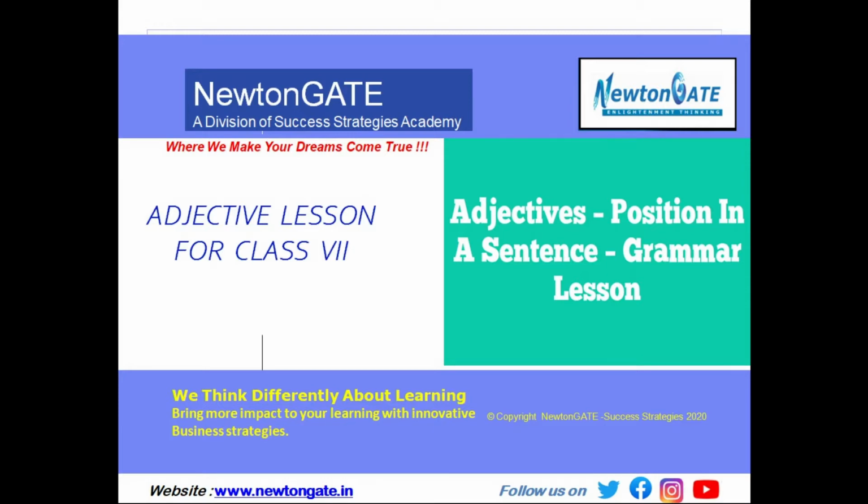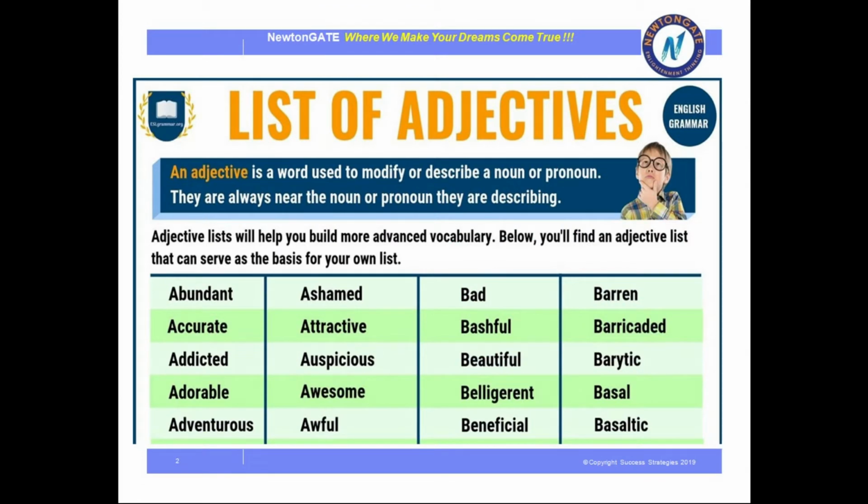Now see, what is an adjective? An adjective is a very important and interesting thing in the grammar section. An adjective is a word used to modify or describe a noun or pronoun. They are always near the noun or pronoun they are describing. If you want to describe something, you have to use an adjective, whether it is a noun or a pronoun. Before or after a noun or pronoun, you can use an adjective.